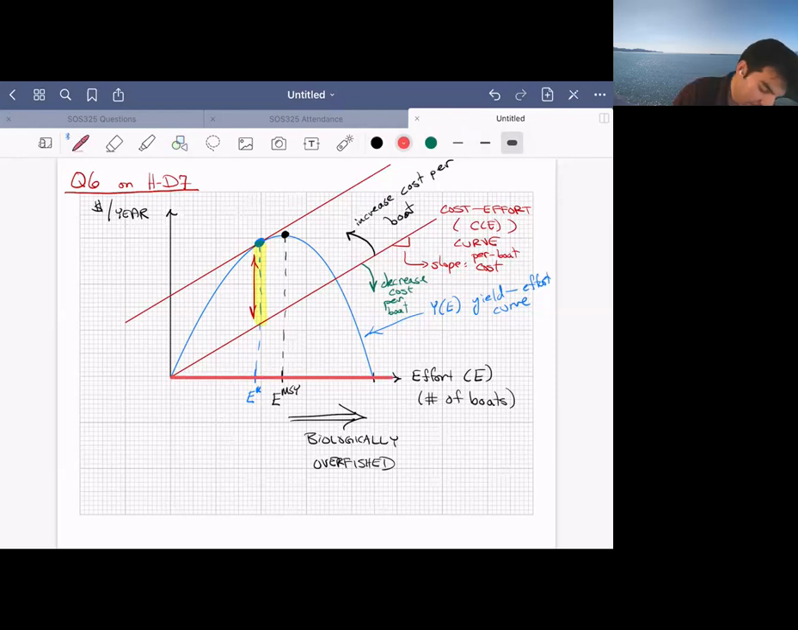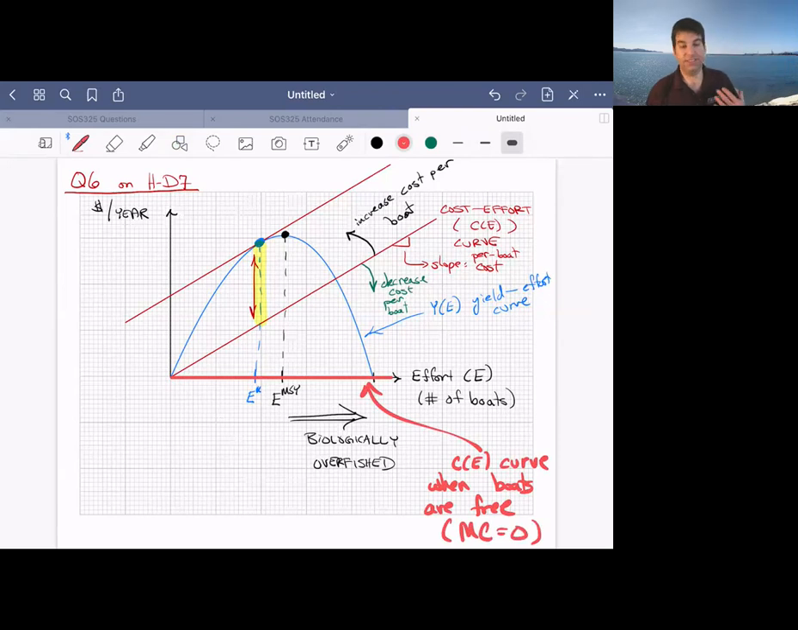This down here, that is the CE curve when boats are free. In other words, when the marginal cost is equal to 0. And so if I use this graphical argument, then I need to say, well, then what would the economically efficient effort be in this extreme case?